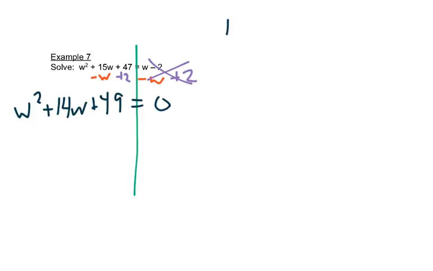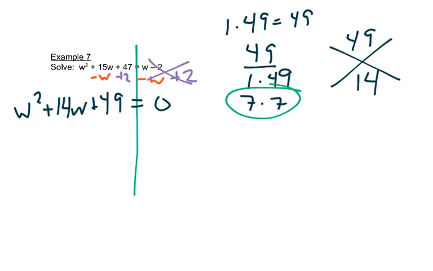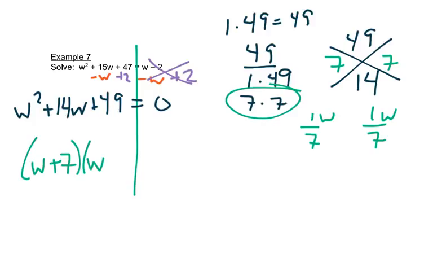There are no greatest common factors, so I take 1 times 49 and I get 49. So I need two numbers that multiply to get 49 and add to get 14. Well, we could have 1 and 49 and 7 and 7. Those are our only two options. This is all positive, so we don't have to worry about any negatives, and clearly we have 7 and 7. So I put 1 over 7, w on the top, and 1 over 7 with a w on the top, which gives me w plus 7 times w plus 7 equals 0.